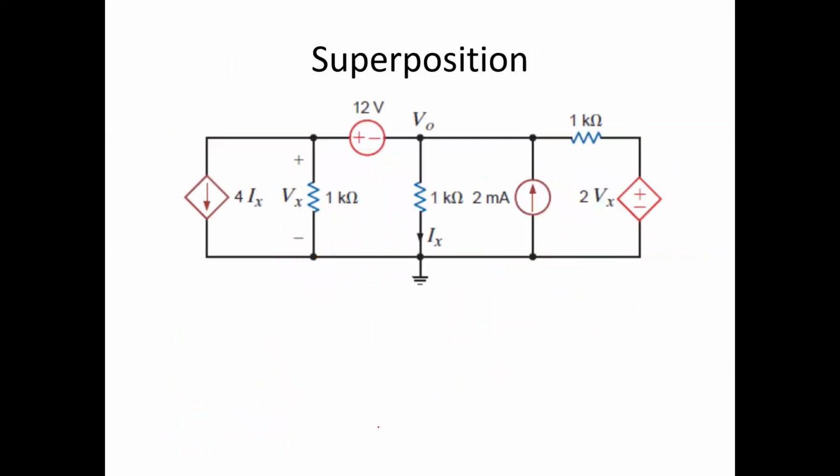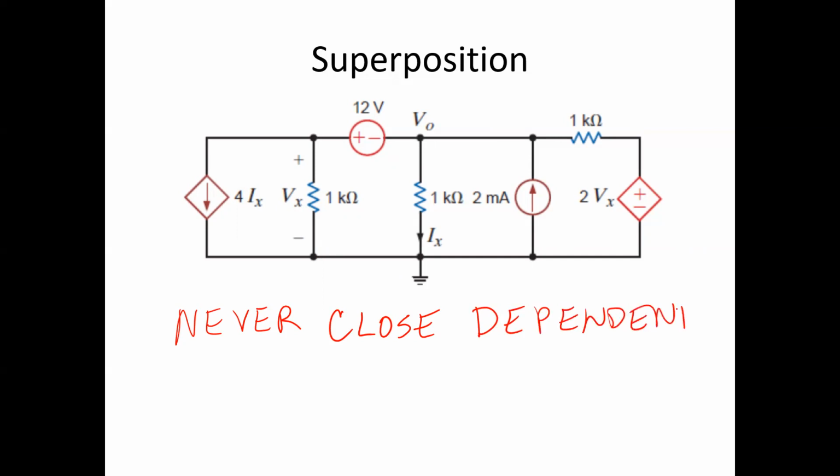Now I want to talk a little bit about superposition. Superposition is a method where we can independently find the contributions of each voltage source and then later on sum them. The important thing to remember here is that you never close dependent sources. Never. There is not one single technique in which we ever would touch a dependent source. You never close dependent sources. The independent sources are like the pillars, the load-bearing pillars of your building.